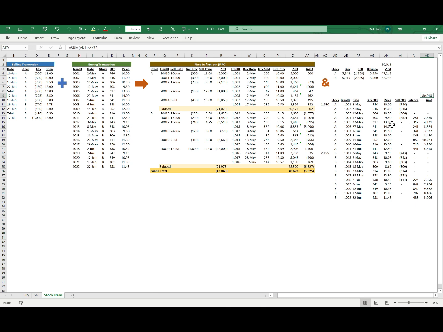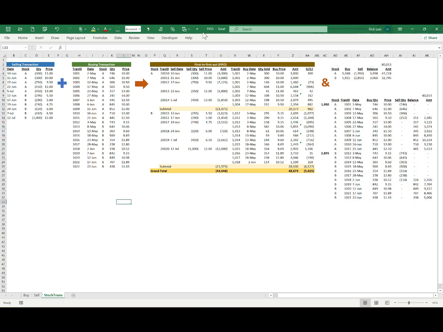Now I think it is clear what we are going to do. We need to do first the profit and loss tracking per stock, per sales transaction. And then we need to present the summary of stock and its balance and value. And then the breakdown of the inventory.